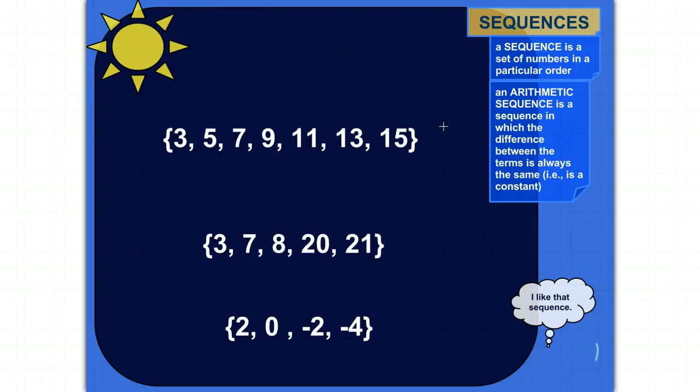Alright, so sequences. Sequences are sets of numbers or some other kind of information in a particular order. For example, a set of numbers is in order because they're getting bigger and bigger. Or this set of numbers is in order because they're getting smaller and smaller: 0 is less than 2, negative 2 is less than 0. So they're in order, and they're sets of numbers or another kind of information.